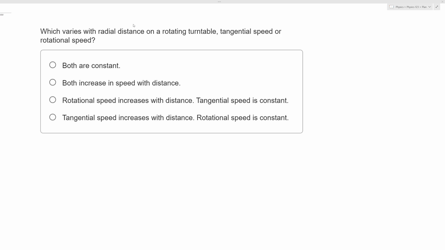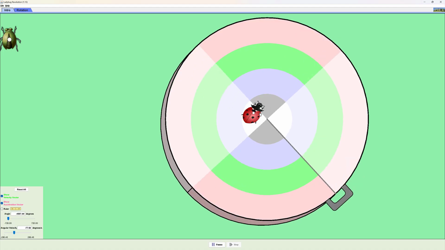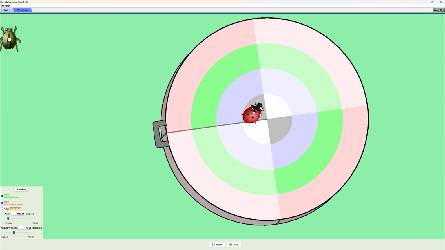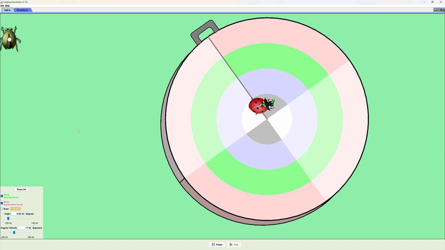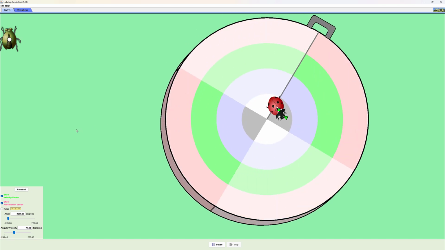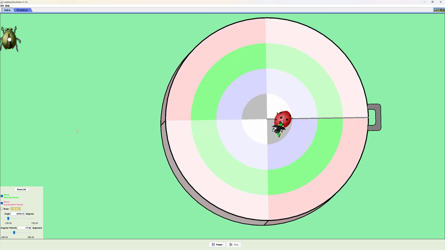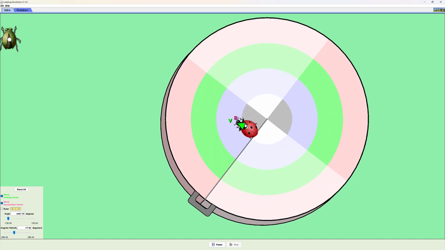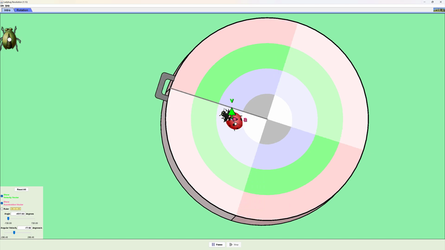Next question, which varies with radial distance on a rotating turntable? Tangential speed or rotational speed? I pretty much covered it, but let me say a few more things just to reinforce. Here's the ladybug at a short radial distance from the center of this rotating turntable. This turntable is not going to speed up or slow down in terms of its angular or rotational velocity. Watch what happens when I increase the ladybug's radial distance from the center of the turntable.